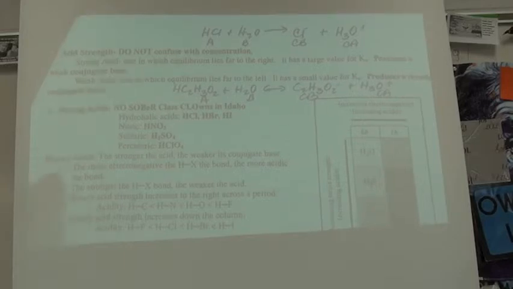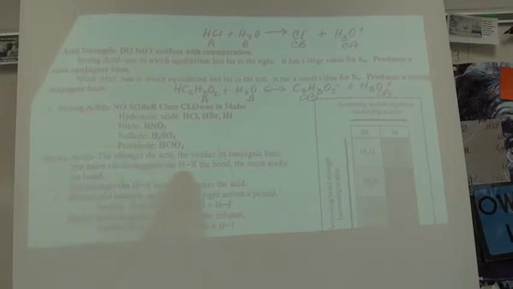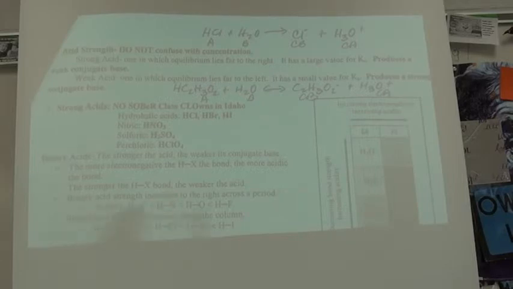Okay, if we're talking about a binary acid, that would be two elements. The more electronegative the bond between the proton and the anion, the more acidic the bond. The stronger the bond between the X and the H and the anion, the weaker the acid. We saw that yesterday. Binary acid strength increases across a period and increases down a column.